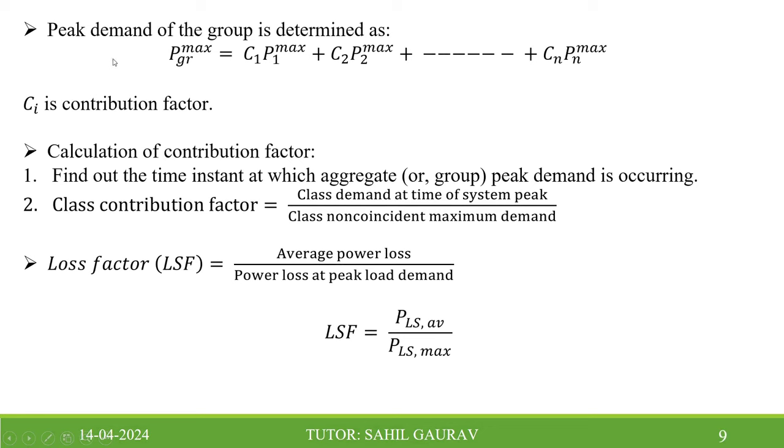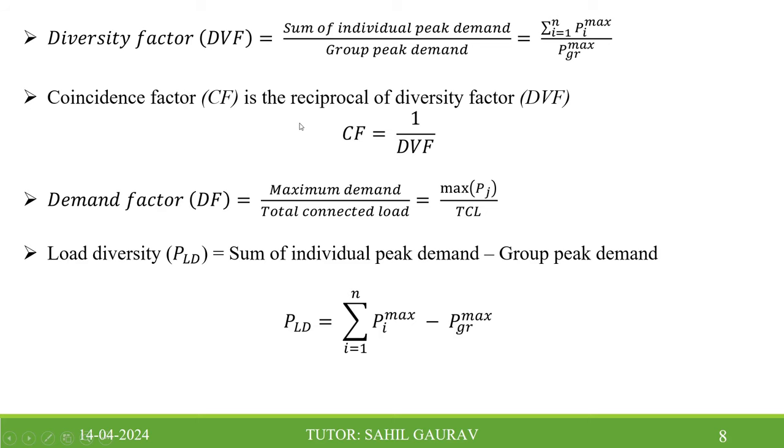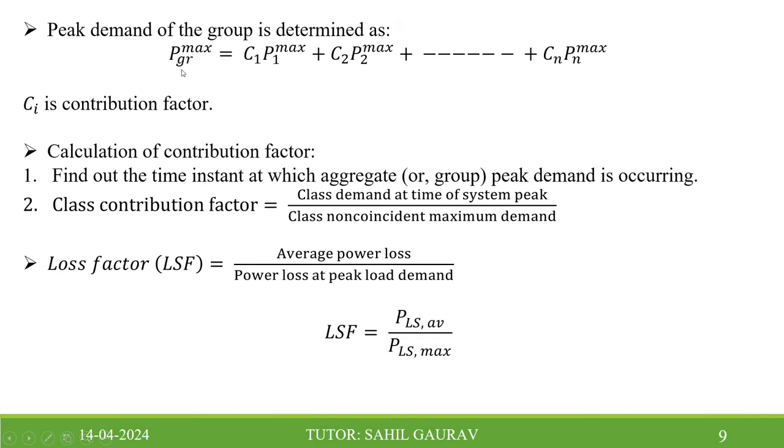Now how can you find the peak demand if the contribution factor and the individual peak demands are given? This is the expression for peak demand of the group, also known as coincidence peak demand or group peak demand. Peak demand of the group is determined as C1 into P1 max plus C2 into P2 max plus so on plus Cn into Pn max, where Ci is the contribution factor. It's very simple: if you know the individual peak demand, you multiply it with the contribution factor of that entity, and so on, and you will get the aggregate peak demand, PGR max, or group peak demand or coincidence peak demand.